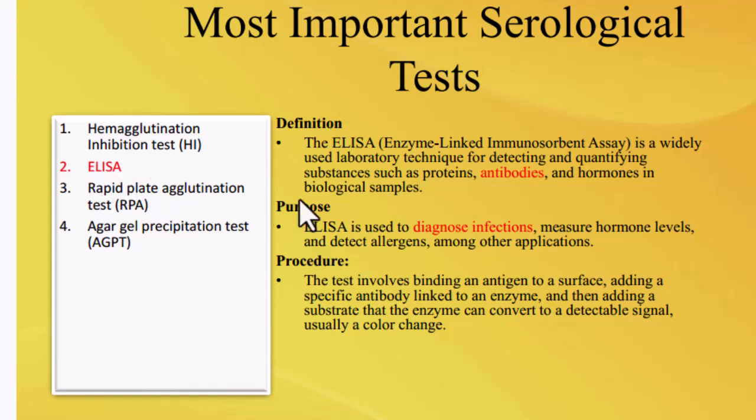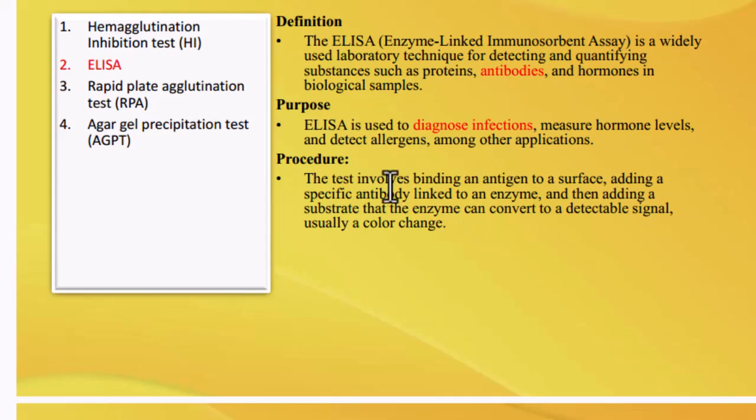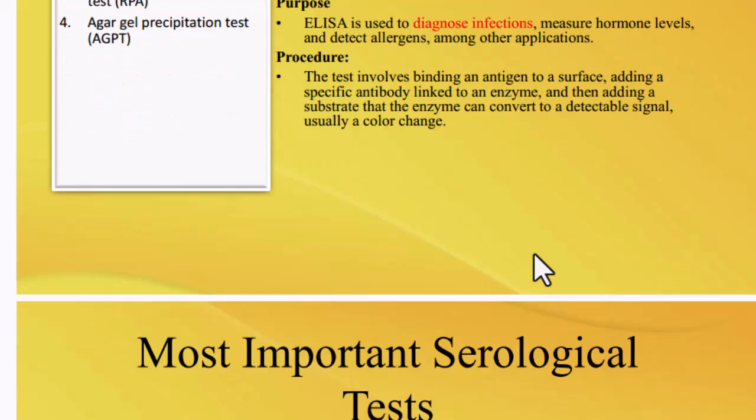ELISA, enzyme-linked immunosorbent assay, is a widely used laboratory technique for detecting and quantifying substances such as proteins, antibodies, and hormones in the biological sample. The purpose: ELISA is used to diagnose infections, measure hormone levels, and detect allergens, among other applications. The test involves binding an antigen to a surface, adding a specific antibody linked to an enzyme, and then adding a substrate that the enzyme can convert to a detectable signal, usually a color change.